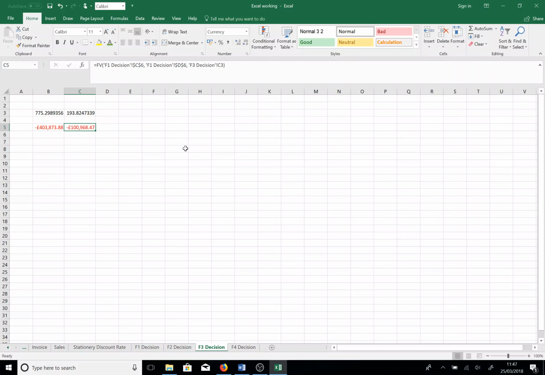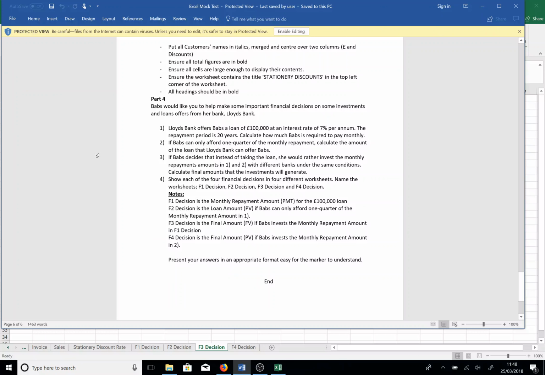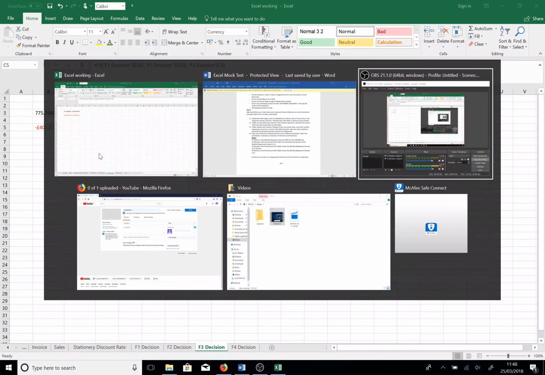There we go. Okay. And that will be the amount if Babs was to invest that every month, at an interest rate of 7% per annum, in 20 years' time she would have £403,000 worth of savings or investment. And if she was to invest £200 a month, at that rate of 7% per annum, she would have 100 grand. Okay, yeah, so that's it then.